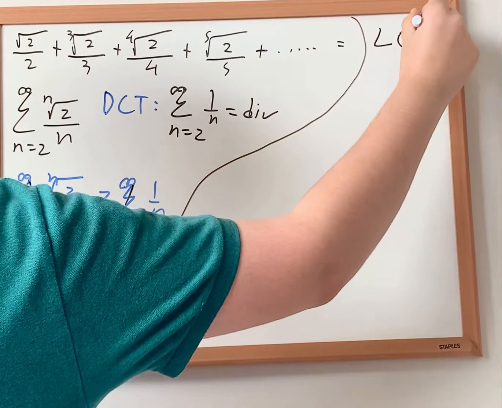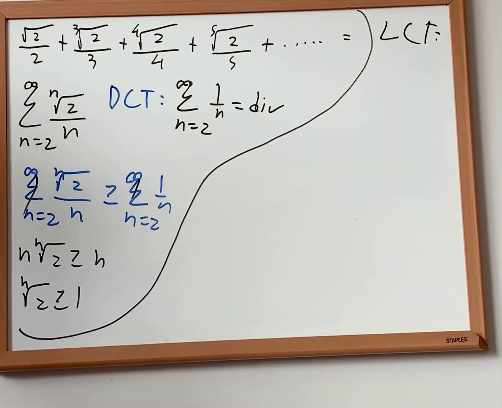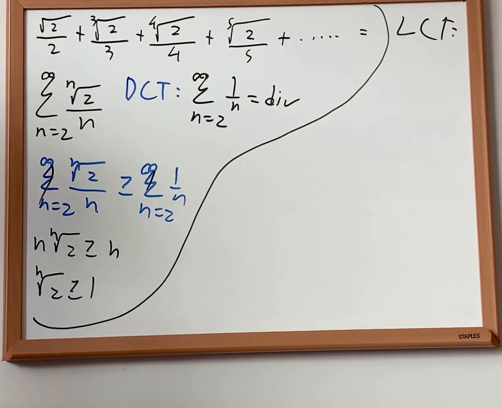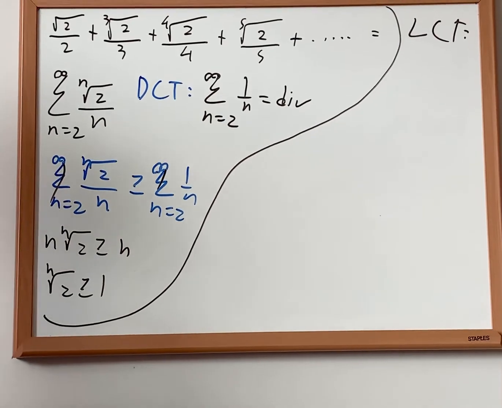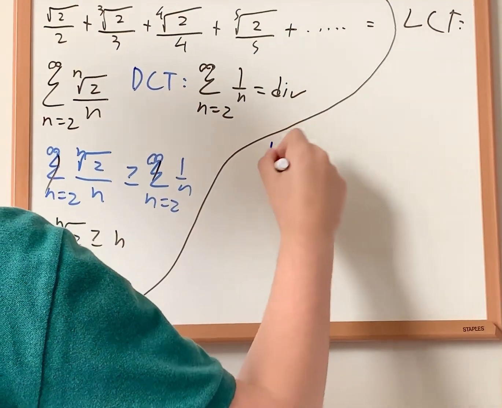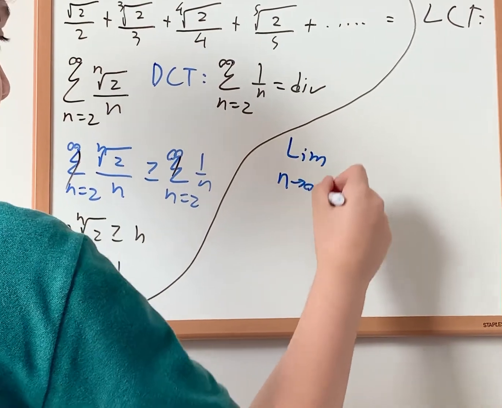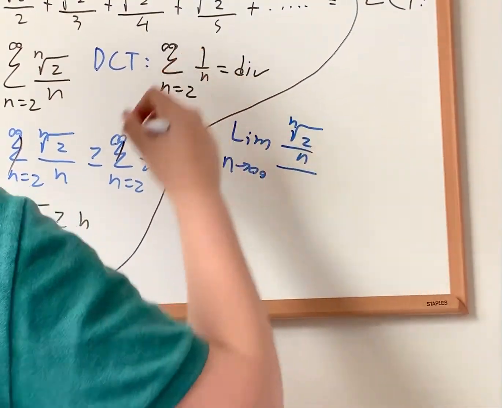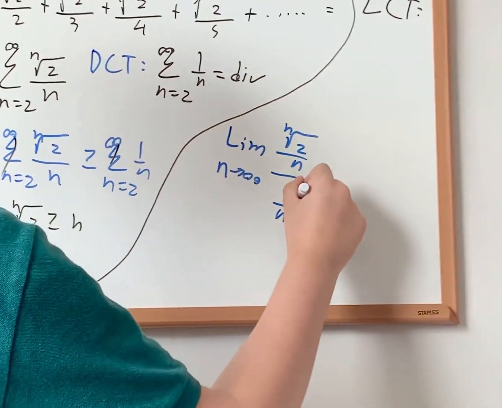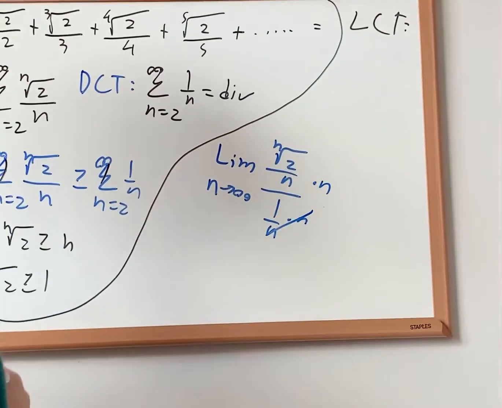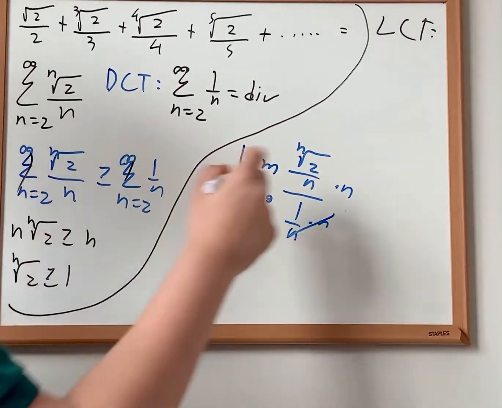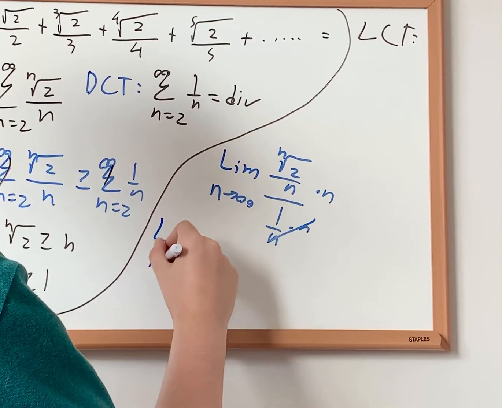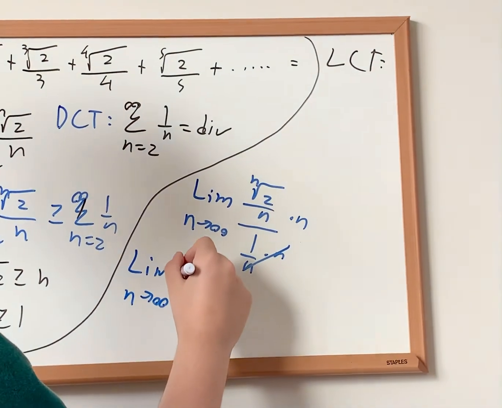The limit comparison test. And how? So we use our known series and the original series for the limit comparison test. So we take the limit as n approaches infinity of the original, which is the nth root of 2 over n, divided by the known series, which is 1 over n. If we multiply by n, this cancels.